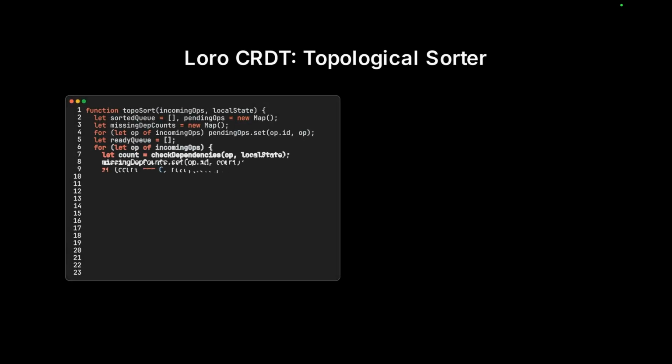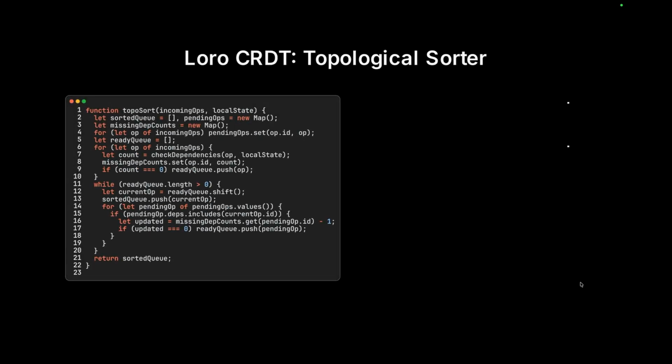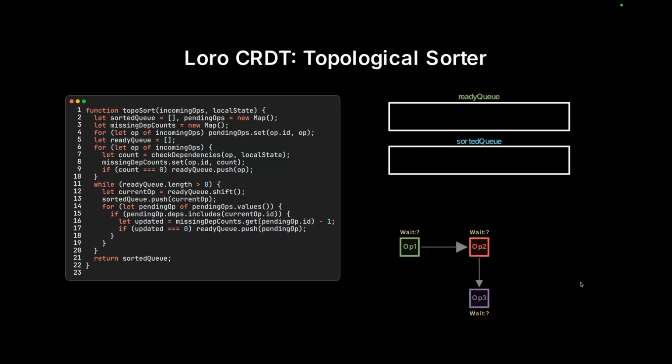Here, I'm going to show you an animation that makes it a bit more clear. We have two things, a ready queue and a sorted queue. And we also have a bunch of operations. The wait level on the operation indicates the number of operations the current operation is waiting on.